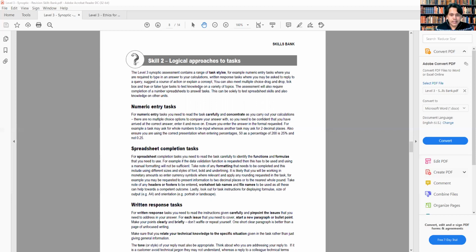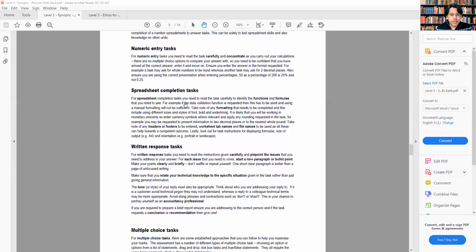Tasks are tested across a variety of topics. The assessment will also require completion of a number of spreadsheets to answer the tasks. This can be solely to test spreadsheet skills, and also knowledge of the other units. So numeric entry tasks are where you have to calculate a number. For the numeric entry task, you need to read the task carefully and concentrate as you carry out your calculation. There are no multiple choice options to compare your answer with, so you need to be confident that you have arrived at the correct answer.